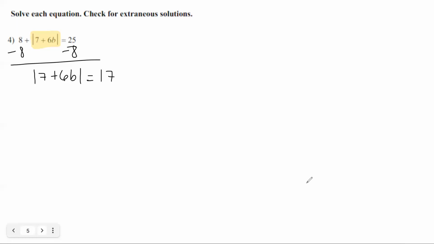Now step 1 is officially complete, and I can move on to step 2, which is considering my positive case and my negative case. I like to start off on a positive.